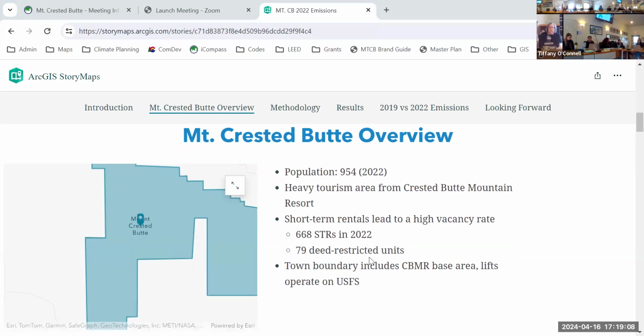For the town boundary, which I included a map of up here, it includes the CBMR base area, but the lifts and everything else operate on US Forest Service land, so that is not included in our emissions.